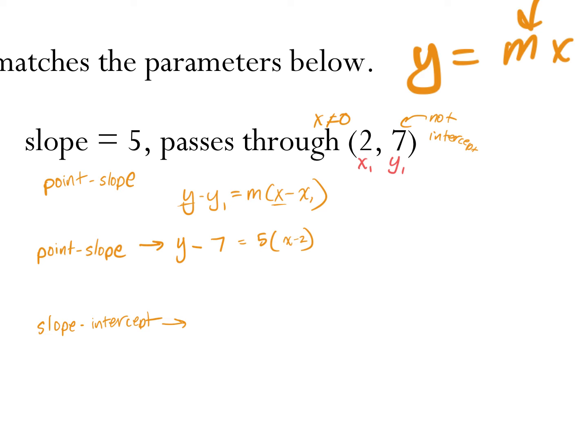Okay? All right. If I gave you this equation, though, could we turn this into y equals mx plus b? Sure. Relatively quickly. What would I do first? Distribute. I get y minus 7 equals 5x minus 10. So y equals 5x minus 3. Everybody good?